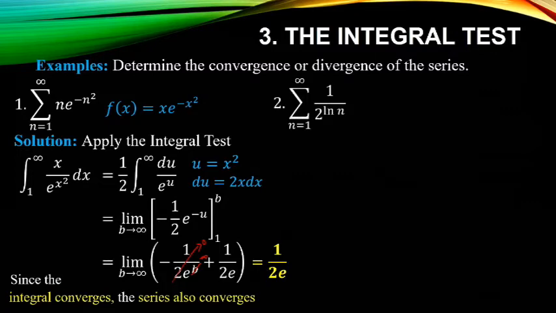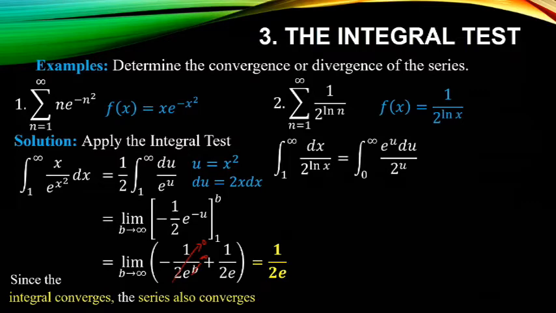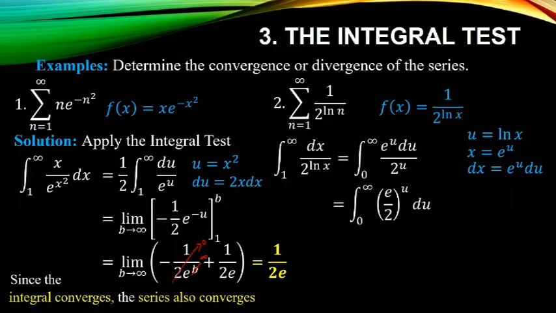Example number 2, the summation of 1 over 2 raised to ln of n, where n starts from 1 to infinity. So the function is 1 over 2 raised to ln of x. So let's get the integral of f of x. So we have dx over 2 raised to ln of x from 1 to infinity. This is equal to the integral of e raised to u du over 2 raised to u, where u is equal to ln of x and x is equal to e raised to u. Thus, dx is equal to e raised to u du. Simplifying that, we have the integral of e over 2 quantity raised to u du.